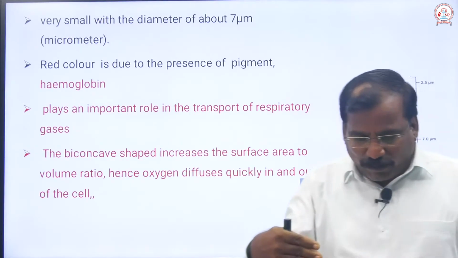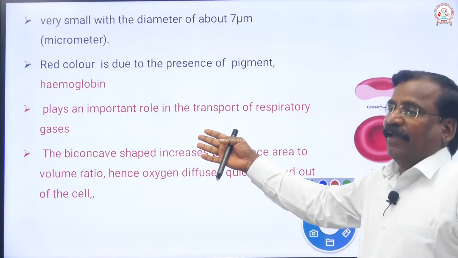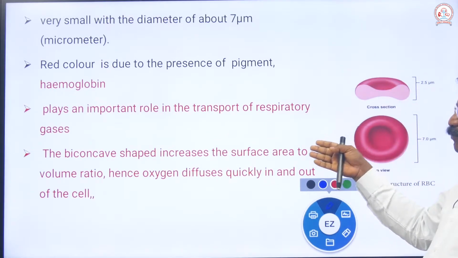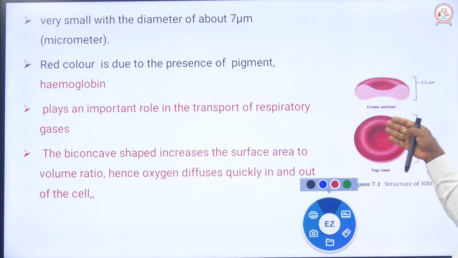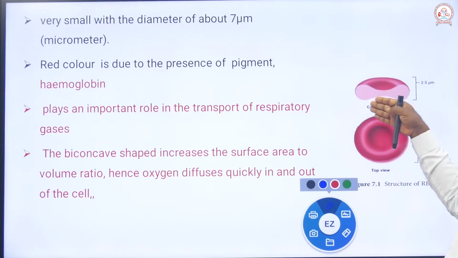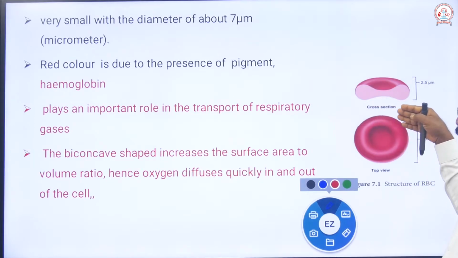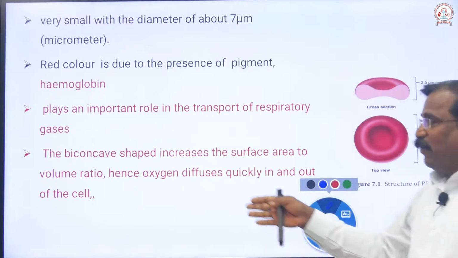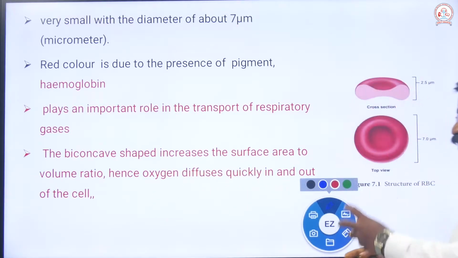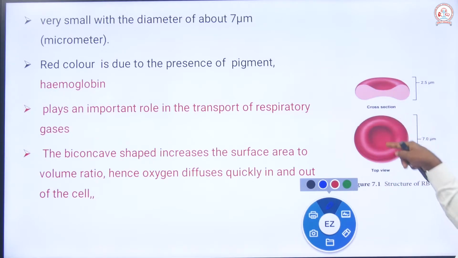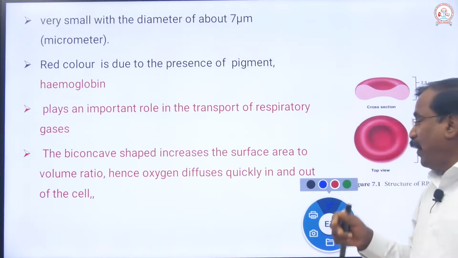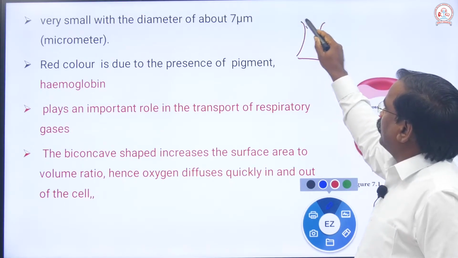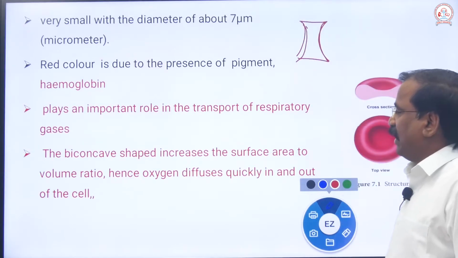Already we have discussed the function of the hemoglobin. It is the transport of the respiratory gases, right? And its shape is biconcave and disc-like structure, disc shaped. Listen, it is disc shaped and biconcave. If you see, it will be like this, a biconcave and disc-like structure.